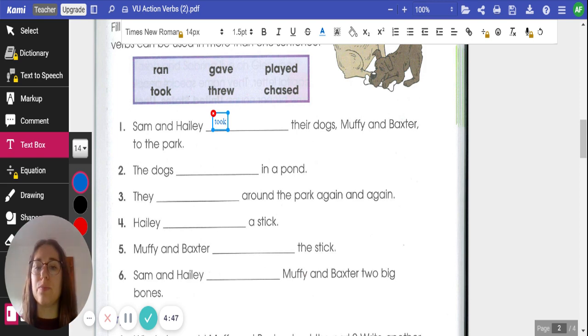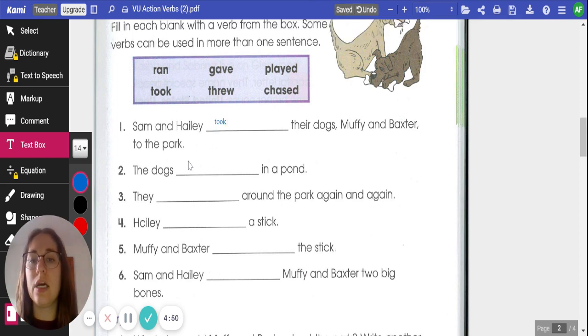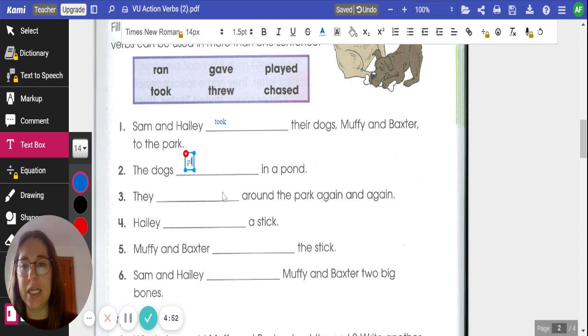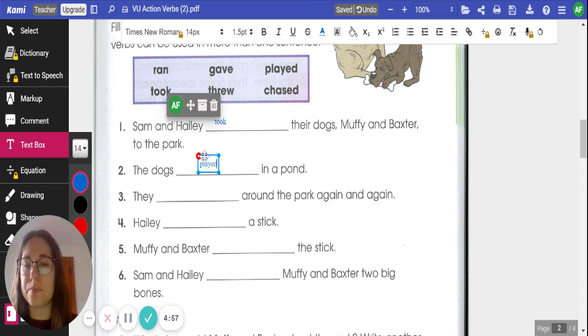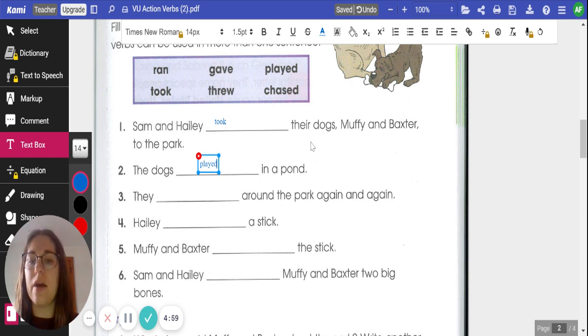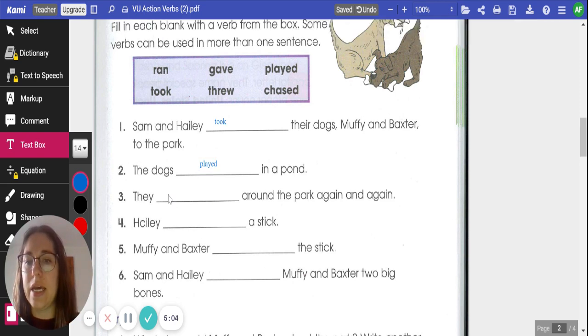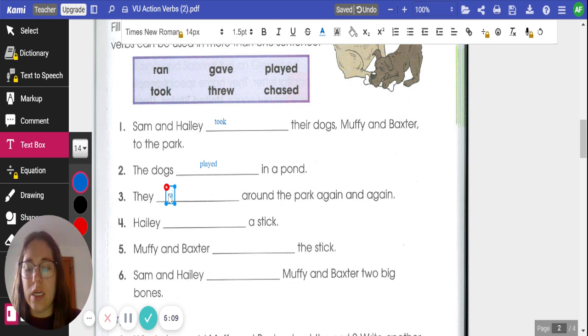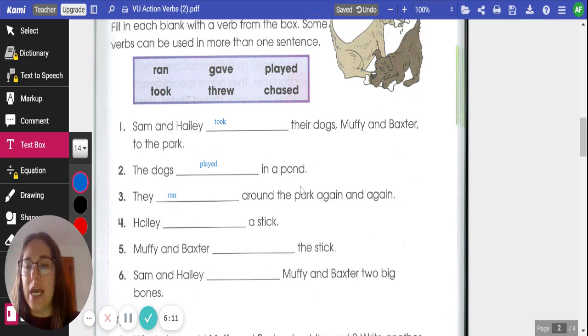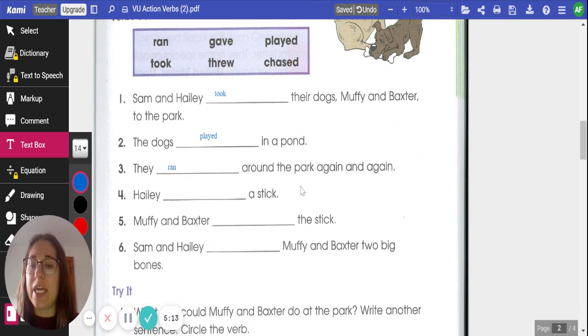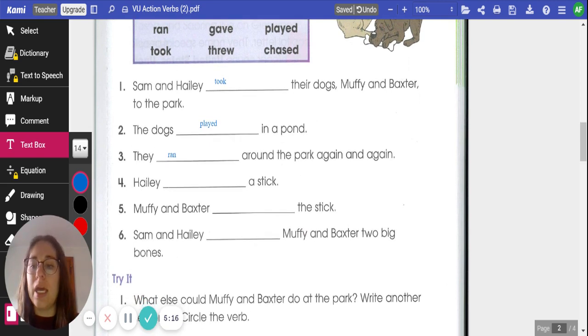Number 2, the dogs blank in a pond. I'm going to say that they played, P-L-A-Y-E-D, in a pond. Number 3, they blank around the park again and again. And I'm going to go ahead and say that they ran, R-A-N, ran around the park again and again. Go ahead and do numbers 4, 5, and 6 by yourself. Click pause, and when you click play, we will review them.